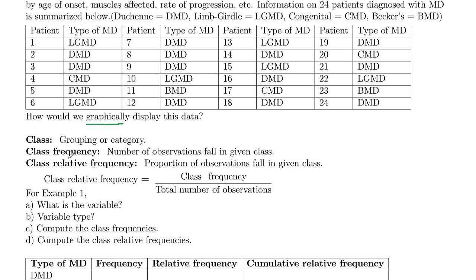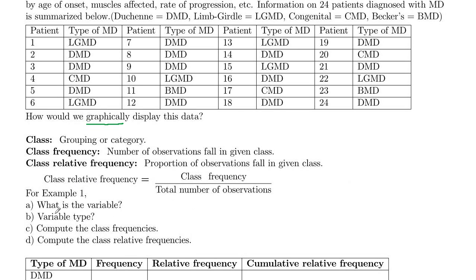And then we'll compute what's called the class frequency, and that's just the number of observations of each type, so the number in each group. And then we'll also compute the class relative frequency, which is the proportion or percentage of the observations. So you take your class frequency and divide it by the total.